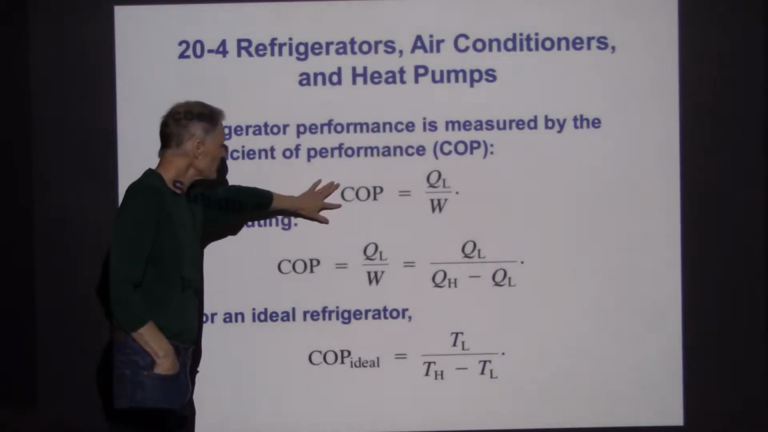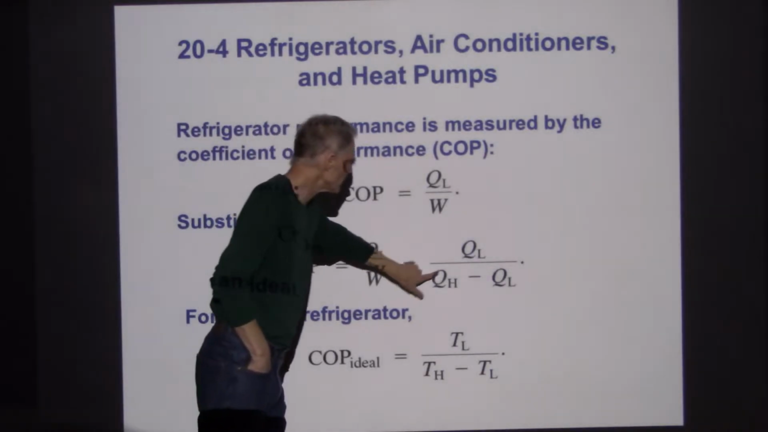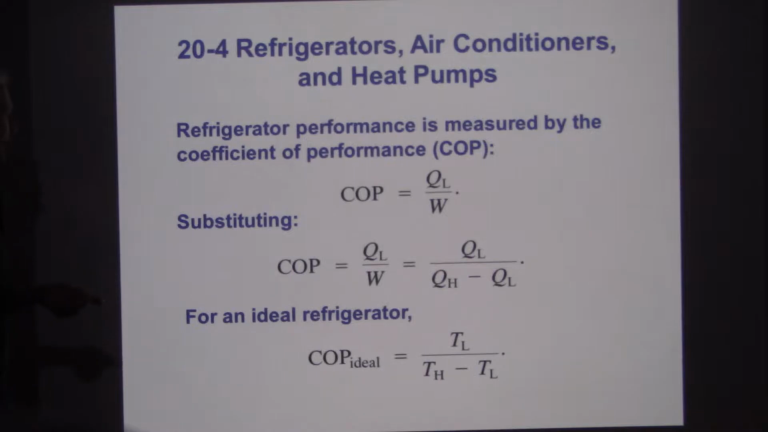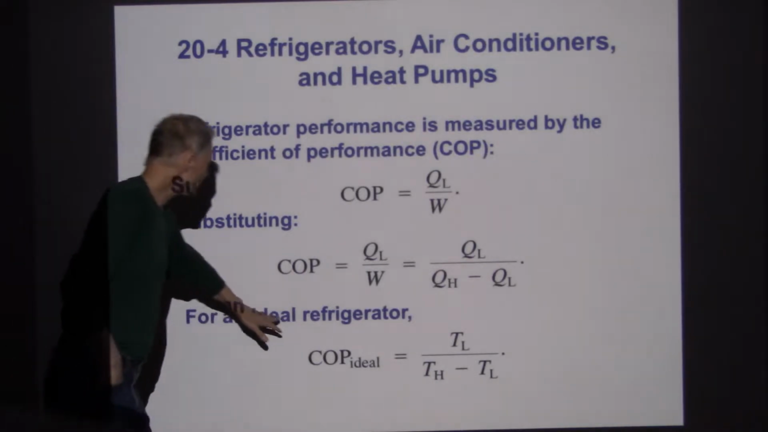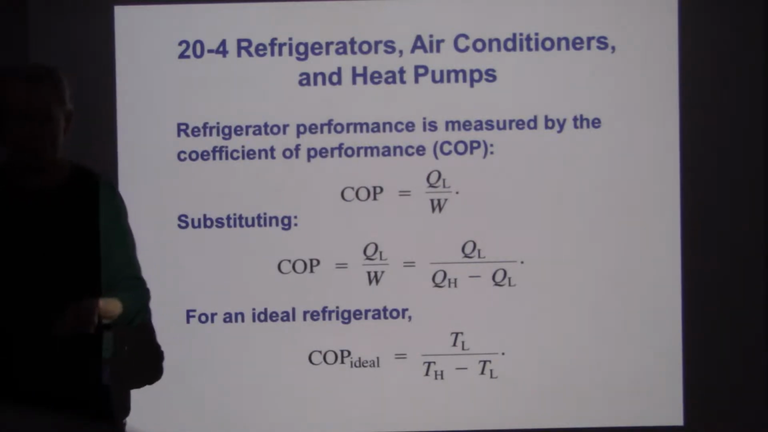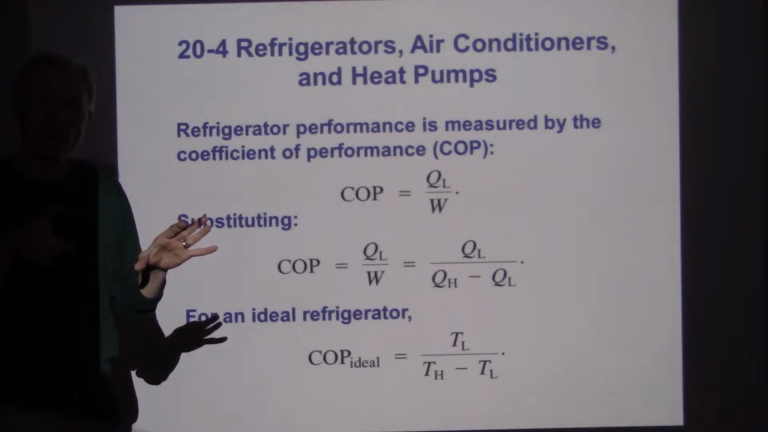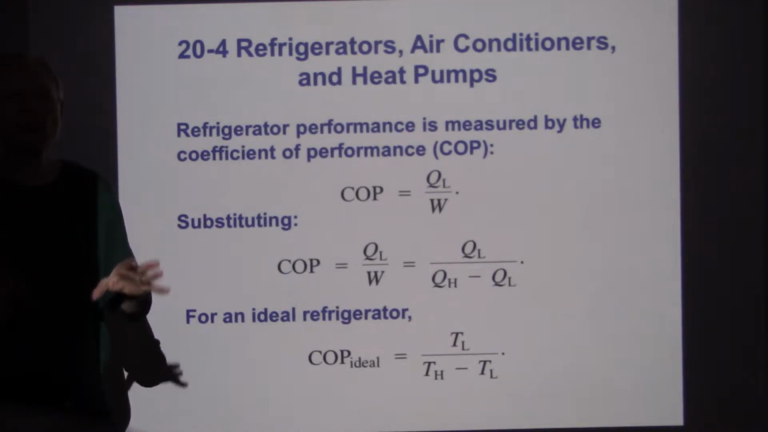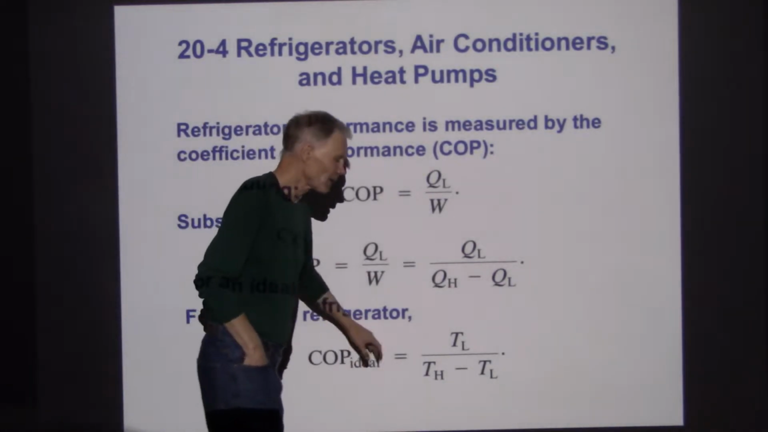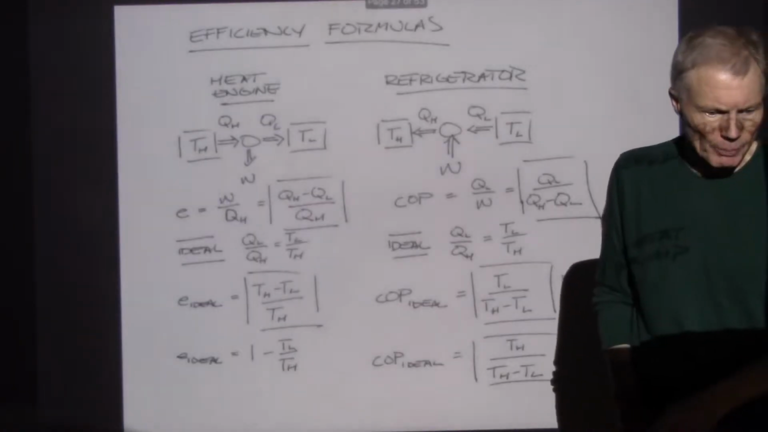So if I substitute this in, as we did before, this COP can also be written in terms of just Q's. And if we use the same reasoning we did before, we can define what's called an ideal COP. An ideal coefficient of performance would be one in which the ratios of the Qs match the ratios of the operating temperatures. So that gives us a COP and a COP ideal for our refrigerator or for our heat pump.